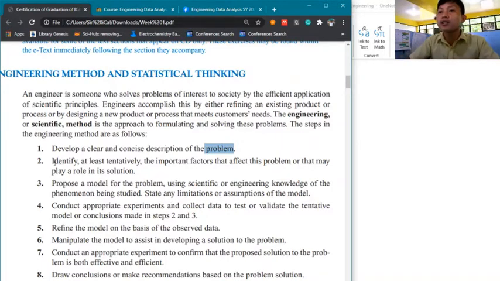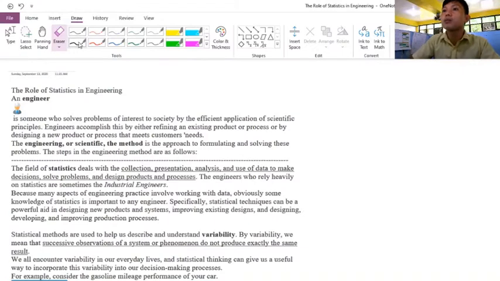Number 2 is identify at least tentatively the important factors that affect this problem or that may play a role in this situation, in the solution. So, aalamin natin kung ano yung mga factors. Ano yung ibig sabihin niyan? Okay, let me give you an example.